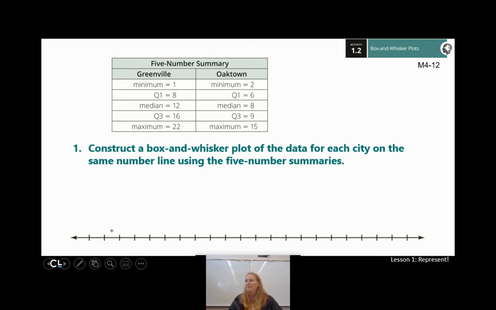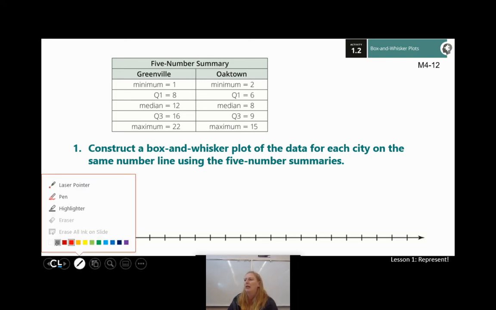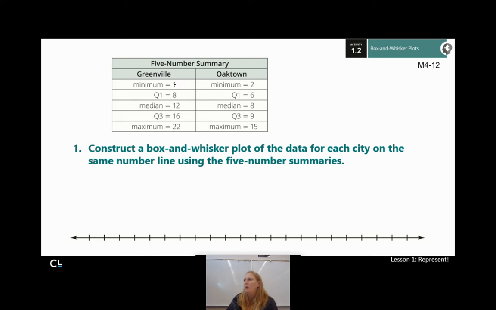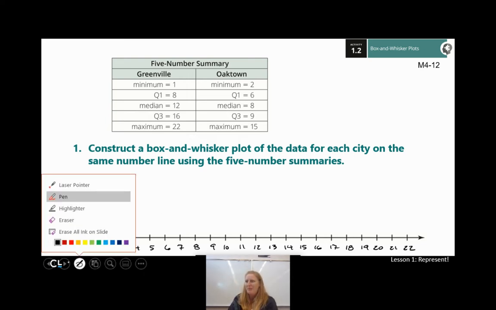Busting out the pen. Let's do this. First of all, I am going to go ahead and number stuff. I can see I'm going 1 all the way up to 22. So I'm just going to start counting. 1, 2, 3, 4, 5, 6, 7. You don't have to label every single one, but I'm going to do that just because I can. 11, 12, 13, 14, 15, 16, 17, 18, 19, 20, 21, and 22. Oh, that's so nice that they gave us a number line. That fits perfectly with our needs. So kind of them.